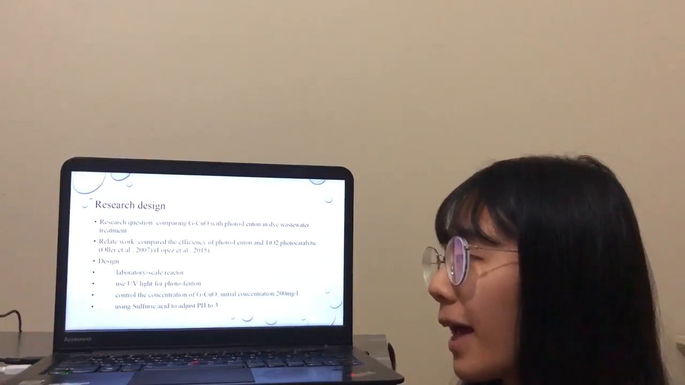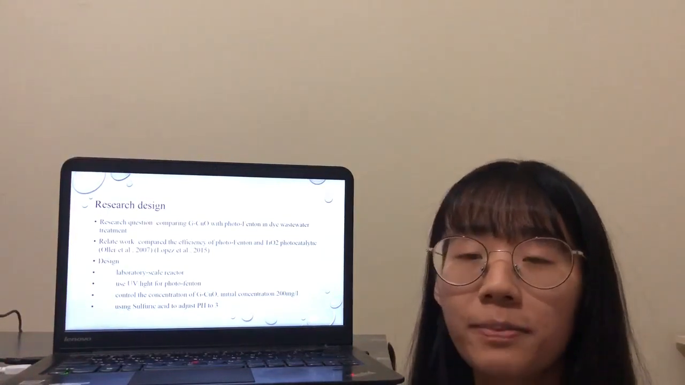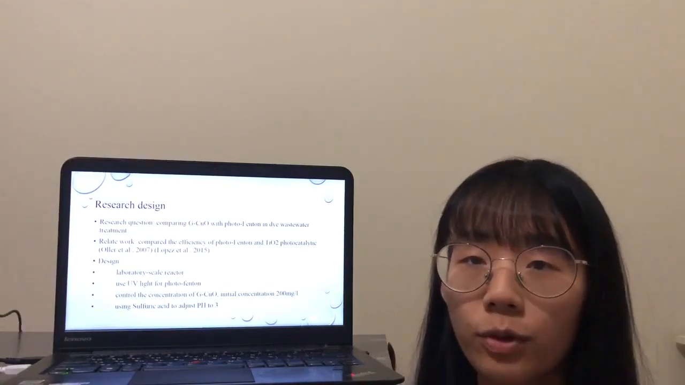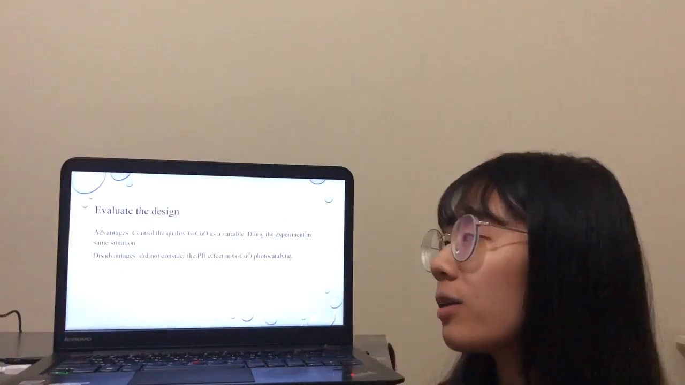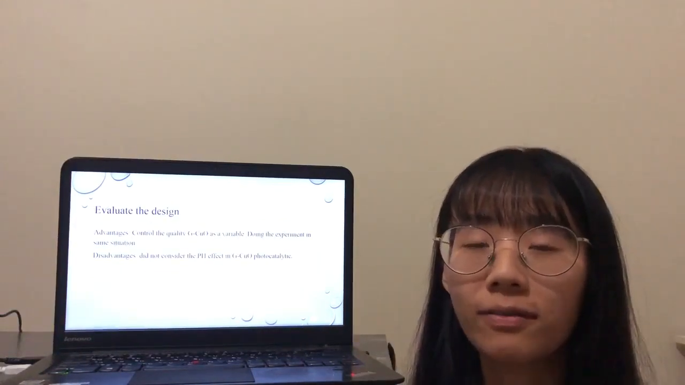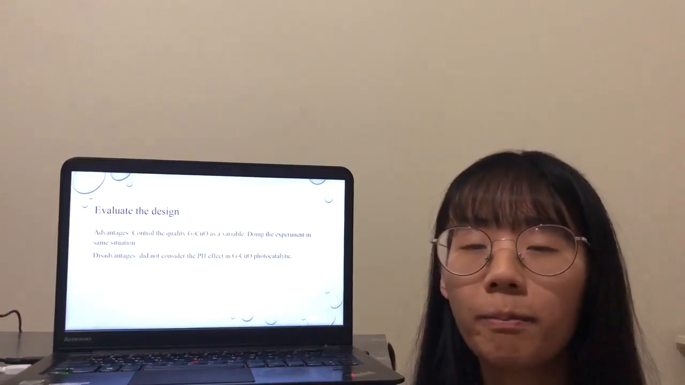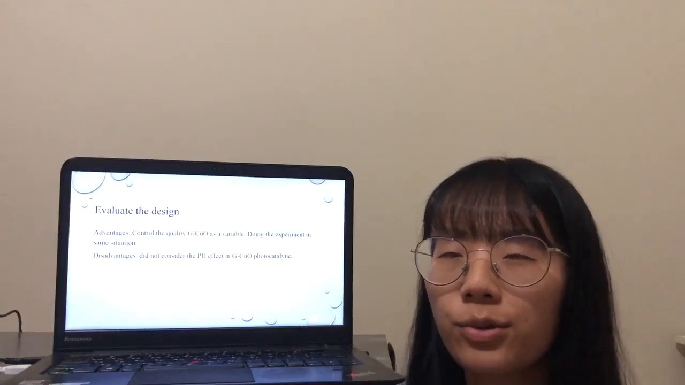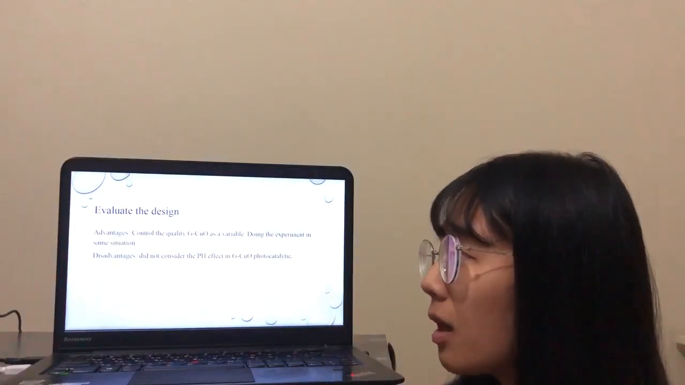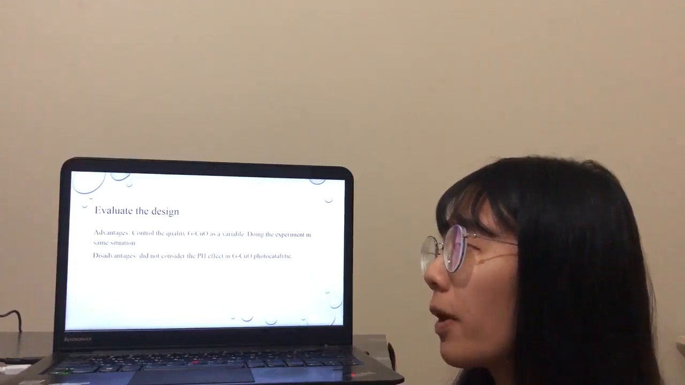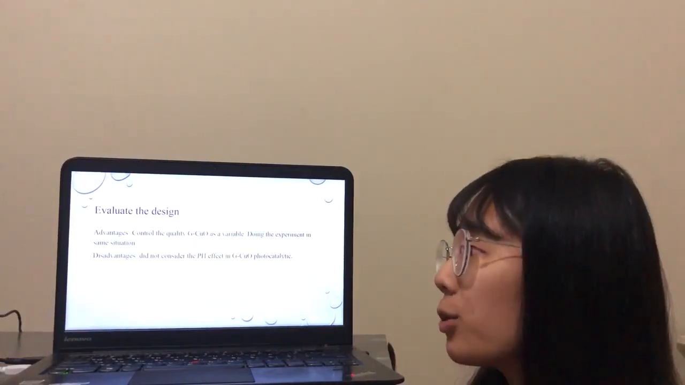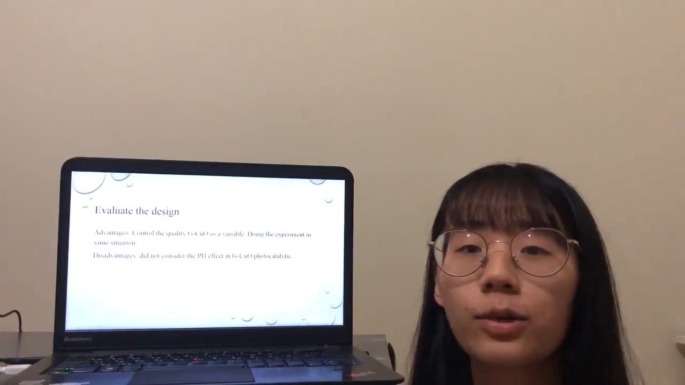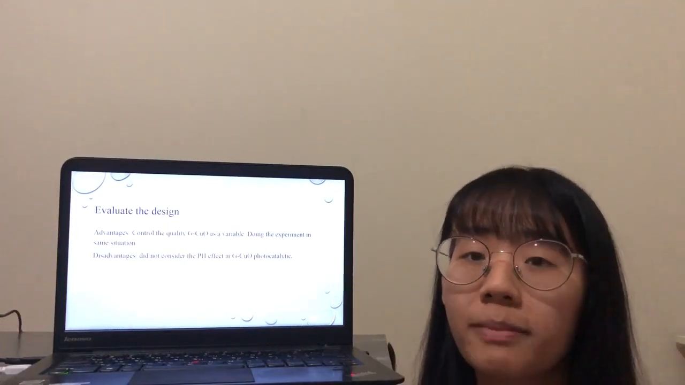And I use sulfuric acid to adjust the pH to 3 because pH 3 is the best reaction condition for the photo-Fenton process. And every design may have disadvantages and advantages. For my design, I think the advantage is that I first try to control the quantity of graphene copper oxide as the variable, and do these 2 experiments in the same situation, so it makes it easier to compare the real efficiency of these 2 methods.